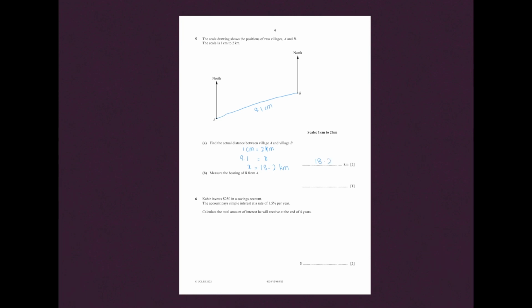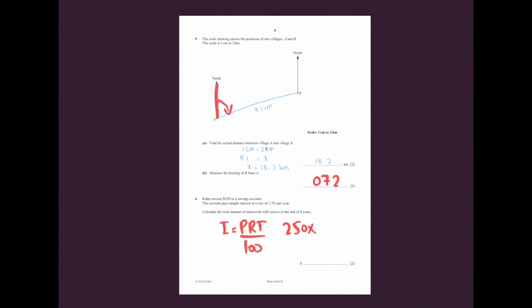Bearing from, what is written after that? A. So where will you draw north? At A. Let's draw it. Then you measure with a protractor and the answer I'm getting is 72. Bearing we always write in 3 digits. That's 072.